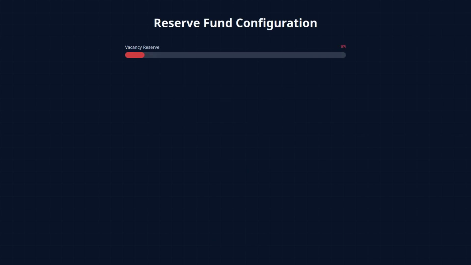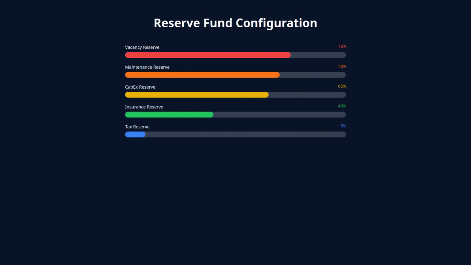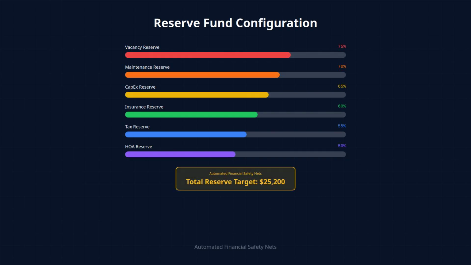Reserve funds protect property health. We configure 6 reserve categories: vacancy, maintenance, property taxes, insurance, capital expenditures, and HOA management. Target percentages are set for each, and the system automatically withholds rent to maintain these reserves. This ensures properties can handle unexpected expenses without impacting investor distributions.